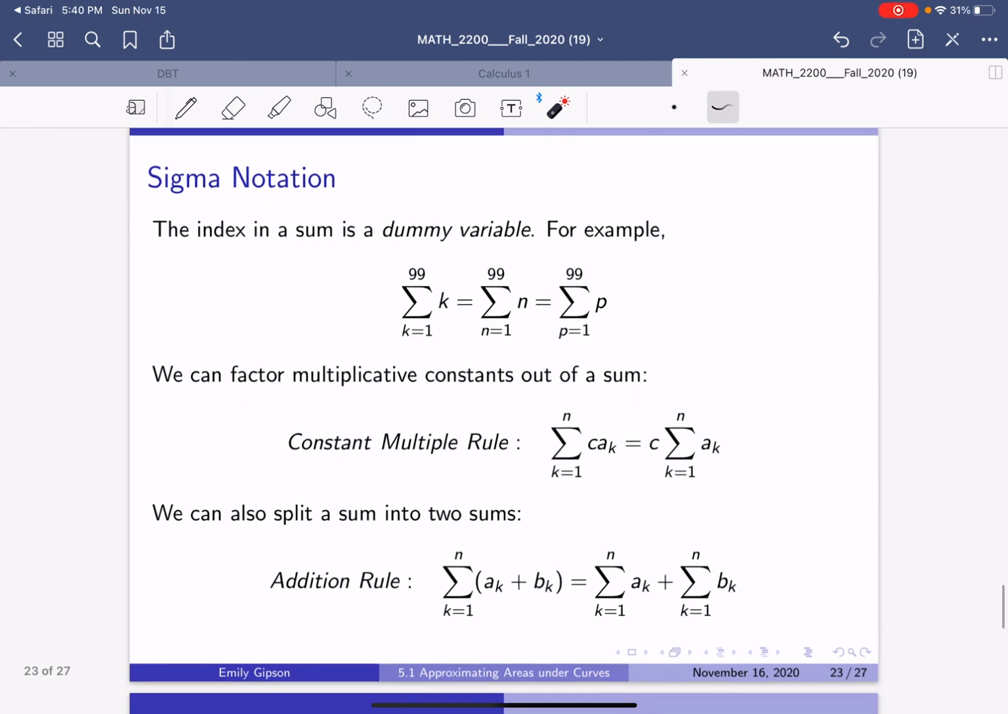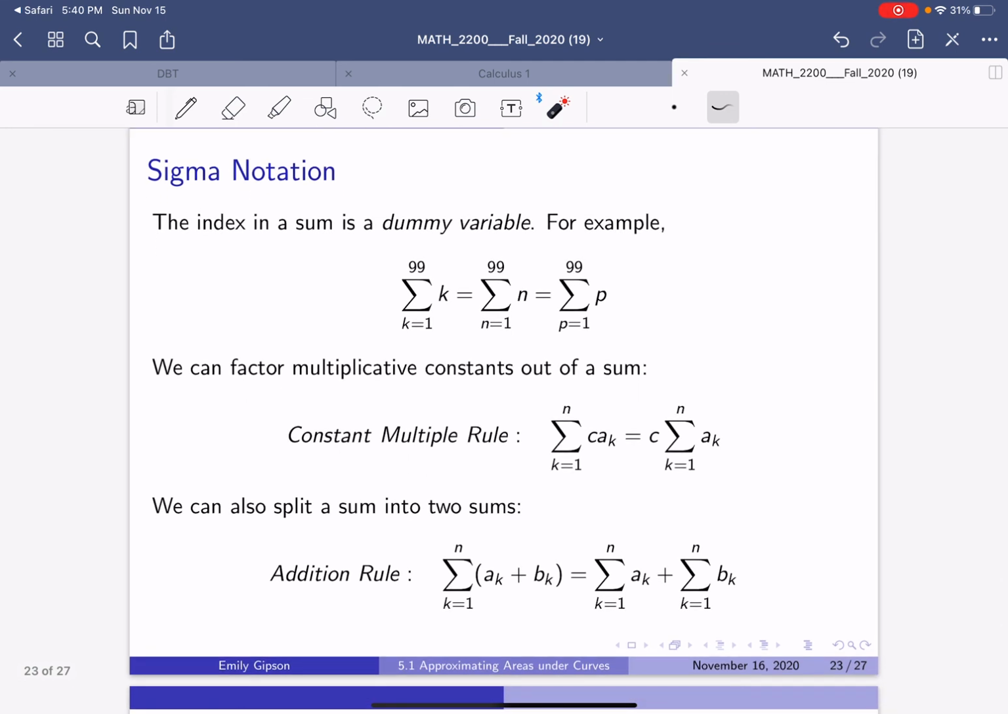Now, the k on the inside of my summand is actually a dummy variable, which means that I could use any letter I like. Most often you see k, l, m, n, p used, i and j also used. But you can use any letter you like. It doesn't have to be a k. So go ahead and pick your favorite letter.